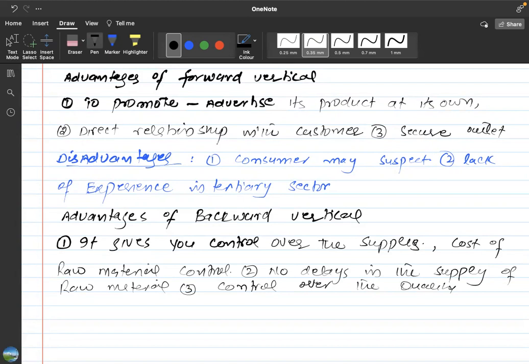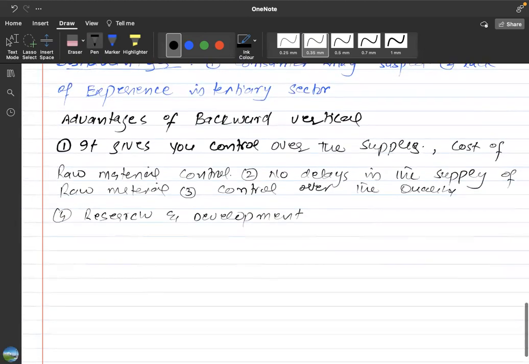And with the help of backward vertical integration, the business can do research and development in the raw material now. That research and development might provide business benefits of making more qualitative raw materials and more qualitative supplies. And sometimes business can take the benefit of not supplying to the competitors, if they were the only one who was supplying to the competitors.